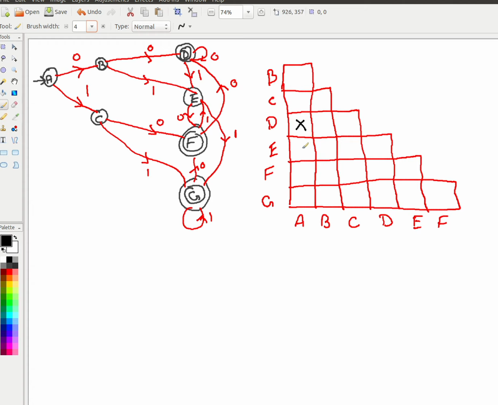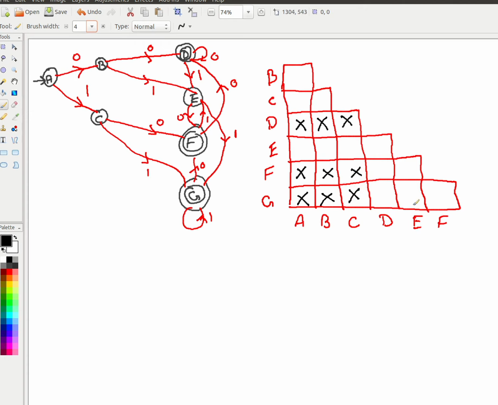So A and D is one of them. A with F is also right, because A is a non-final. So with all finals, it is going to have this kind of relationship. Good. What about B? B is again a non-final, so the same relationship, it is distinguishable. What about C? C is again non-final, so the same thing.